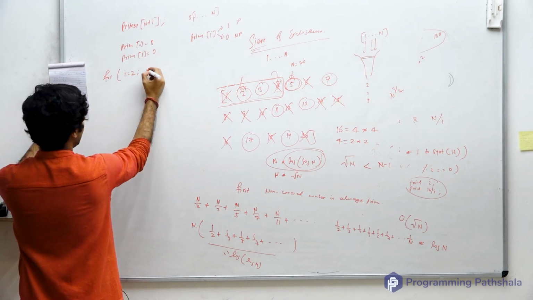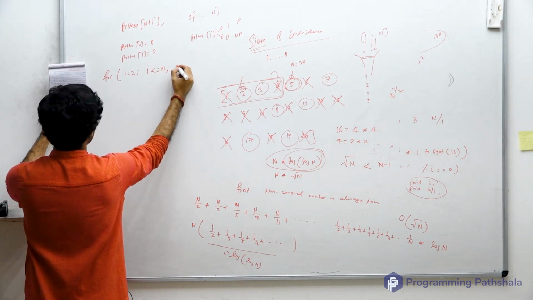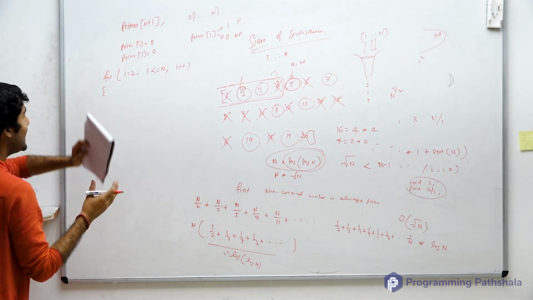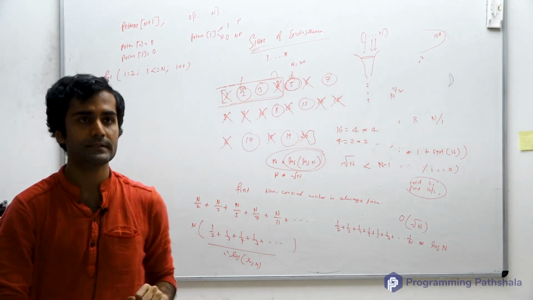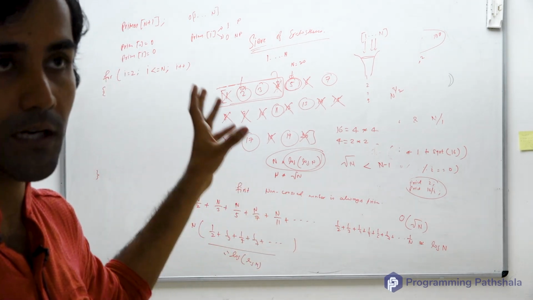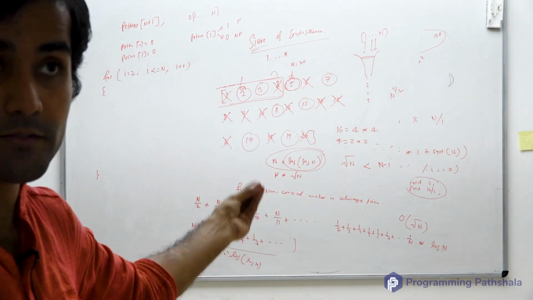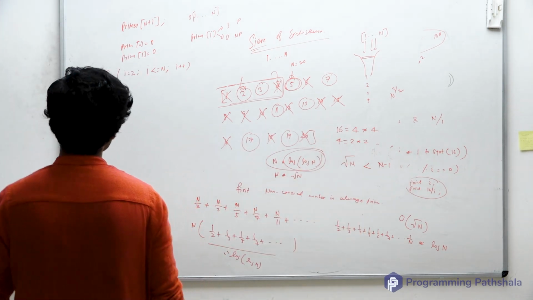I can go on till the last number, which is smaller than or equal to n, with i plus plus. Now, when should I start the cutting of numbers? I should start the cutting of numbers only if the ith number is prime. If the ith number is not prime, then I can simply ignore it.